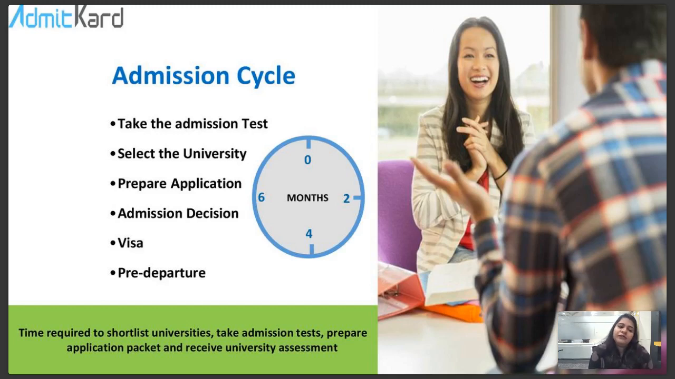Then comes the visa. 120 days before the session starts, you can apply for your visa. It is important that you apply for your visa as soon as possible so that there are no delays and you are ready with everything before you go.